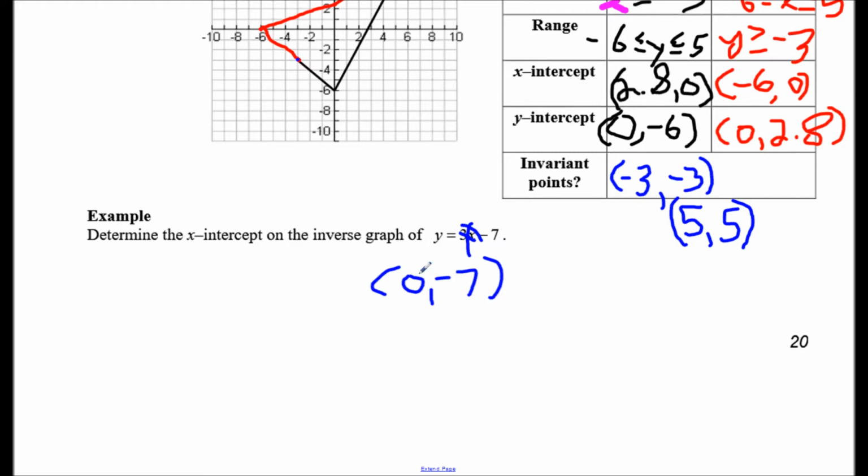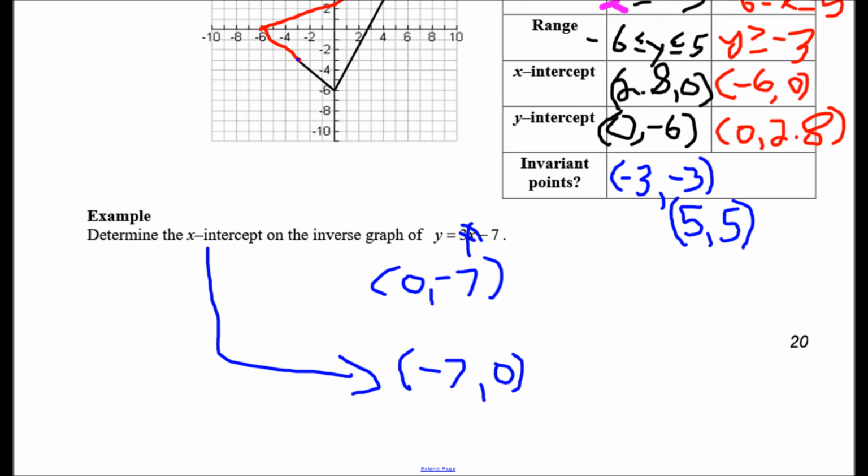The x-intercept of the inverse is going to be (-7, 0). So what you have to realize here is the x-intercept of the inverse is the original's y-intercept. The y-intercept of the inverse is the original's x-intercept. That's what this question is trying to make you realize.